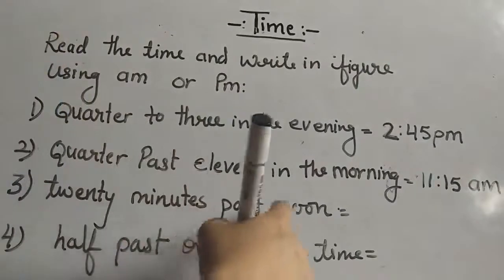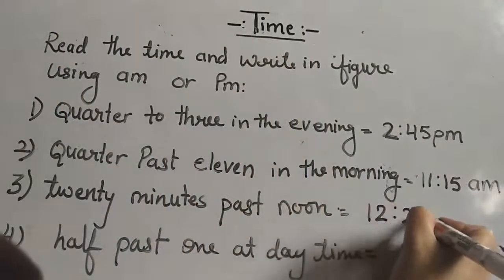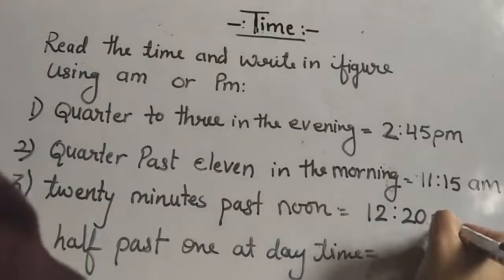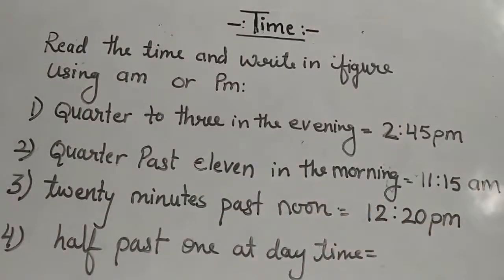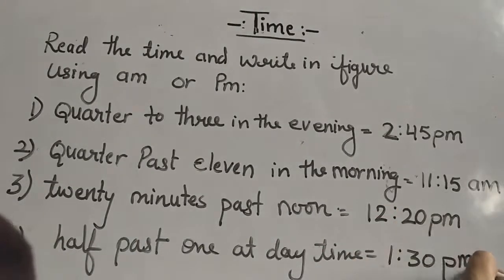20 minutes past noon. Noon is 12 o'clock and 20 minutes past means 12:20. So afternoon, it is PM. 12:20 PM. Now the last question, half past 1 at the daytime. Half past means 30 minutes. 1 at the daytime means afternoon. So it is also PM.